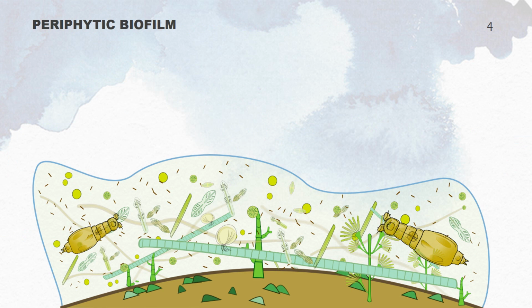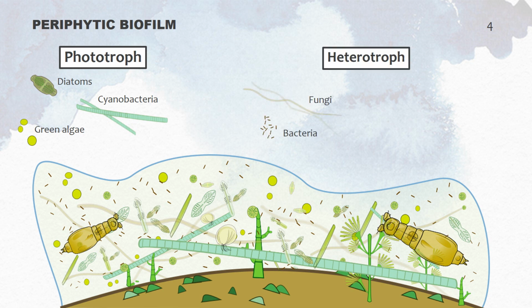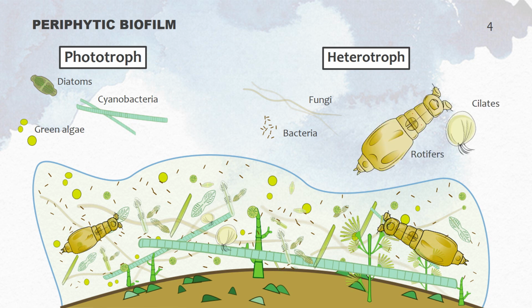Periphytic biofilm is a community of microorganisms growing on immersed substrate and inside a matrix of exopolysaccharides secreted by some of them. These microorganisms can be phototrophic and heterotrophic, such as fungi and bacteria, but also small grazers like rotifers and ciliates belonging to the micromeiofauna.